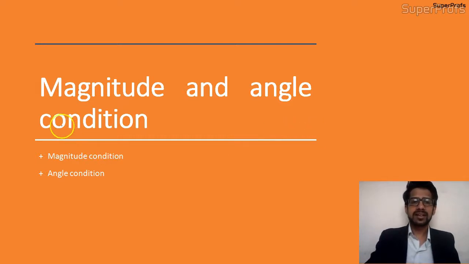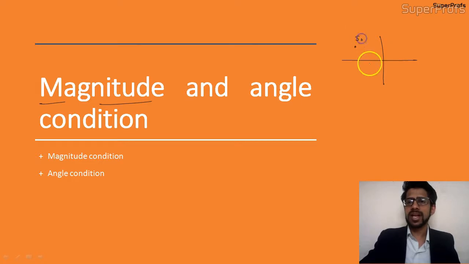These are those conditions which justify for a point to lie on a root locus. If somebody asks you if a random point S0 lies on the root locus of a particular transfer function 1 plus k f of s, you can check by looking at this transfer function whether S0 lies on the root locus.